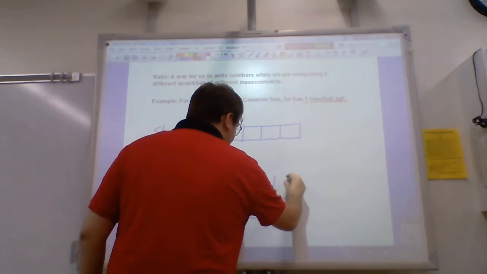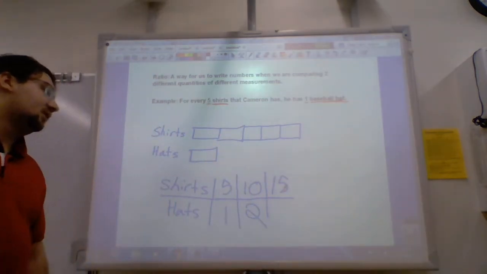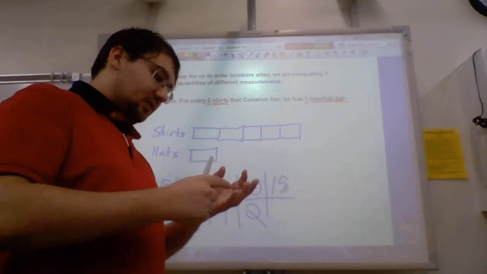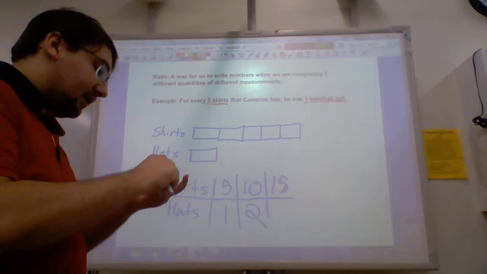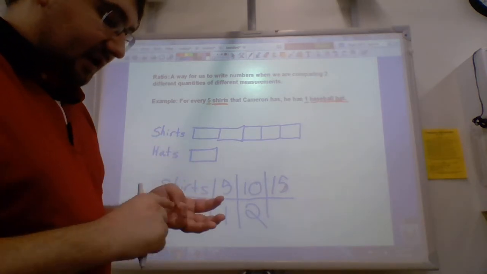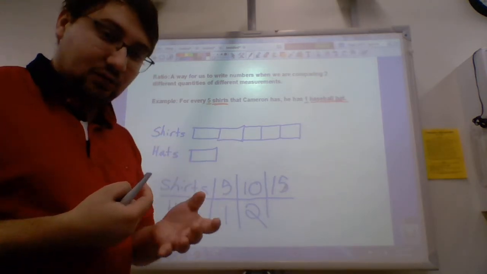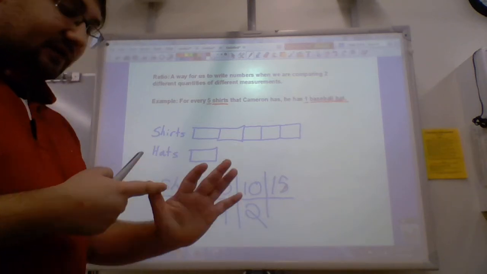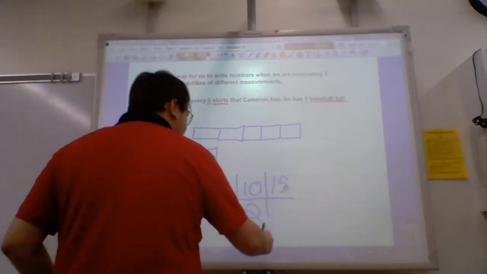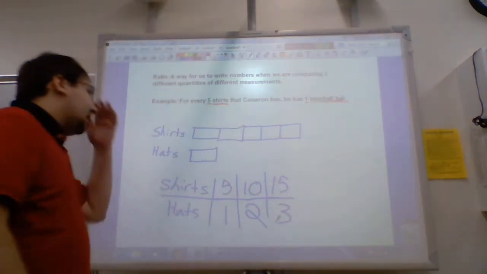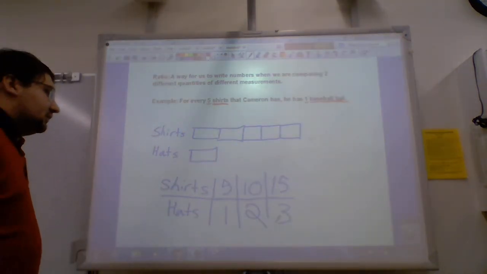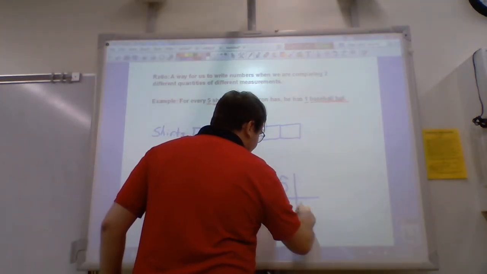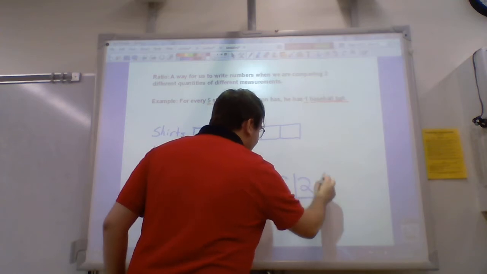Well, let's do, what if he has 15 shirts? Well, okay, let's do our counting again. 1, 2, 3, 4, 5. That's 1 hat. 6, 7, 8, 9, 10. That's 2 hats. 11, 12, 13, 14, 15. Well, that's 3 hats. But wait a minute. I'm starting to see a little bit of a pattern here. Let's go, what if he has 20 shirts?